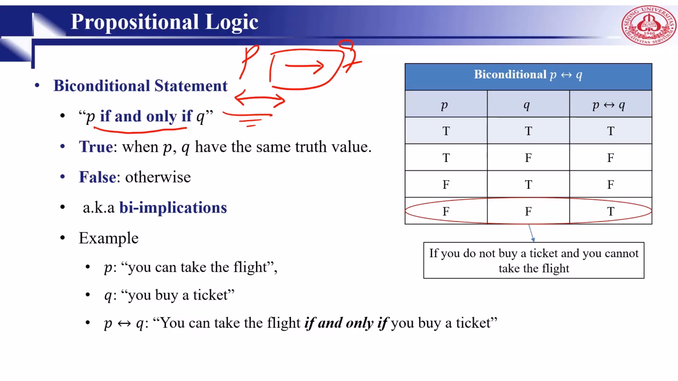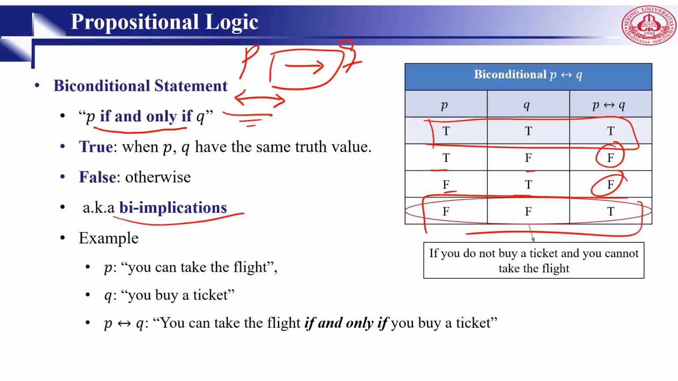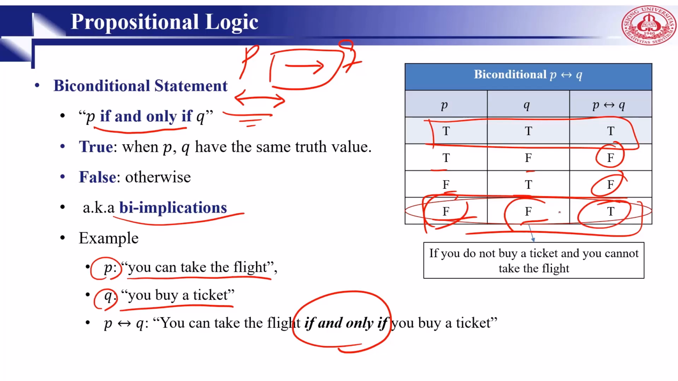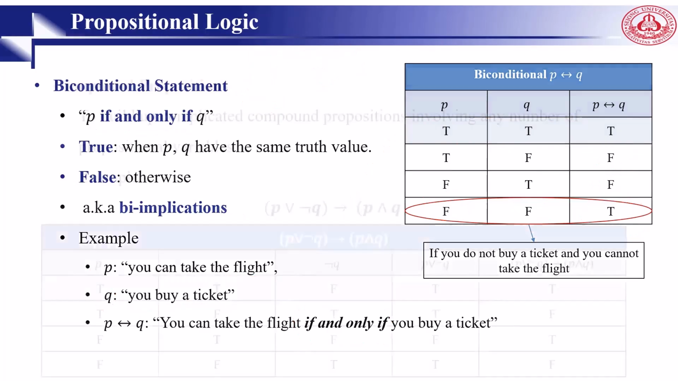So whenever P and Q have the same value, it's true. As you can see here, same values. But if they are different, it is false. Also called bi-implication. Consider this example. P as you can take a flight and Q you buy a ticket. So P biconditional Q or bi-implication Q means you can take the flight if and only if you buy a ticket. The other side is you cannot take a flight if you don't have a ticket. It means both are false. This is for this one and negation will be for here.